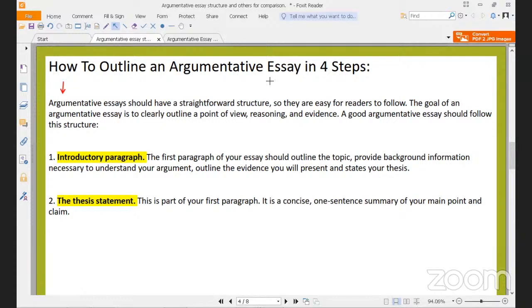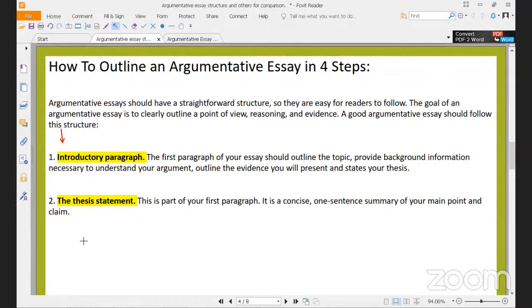So who just entered? Let me see. Rodrigo, welcome. How are you? Hi, teacher. Good evening. Good evening, sir. Perhaps you can help us with the first example of an outline for argumentative essays. Number 1, please.